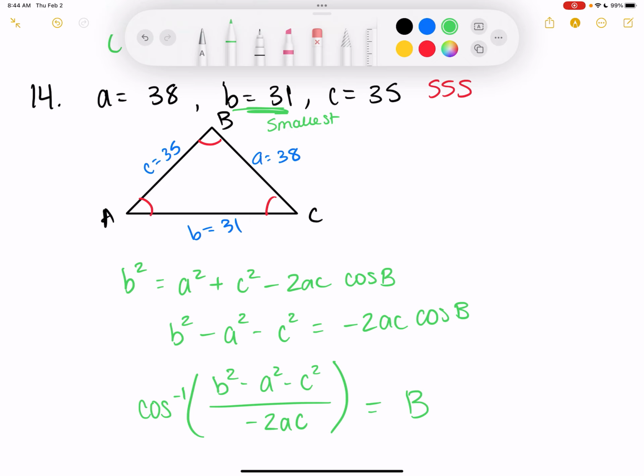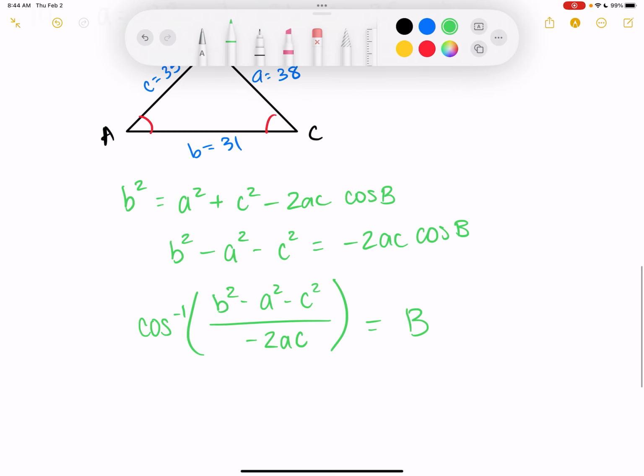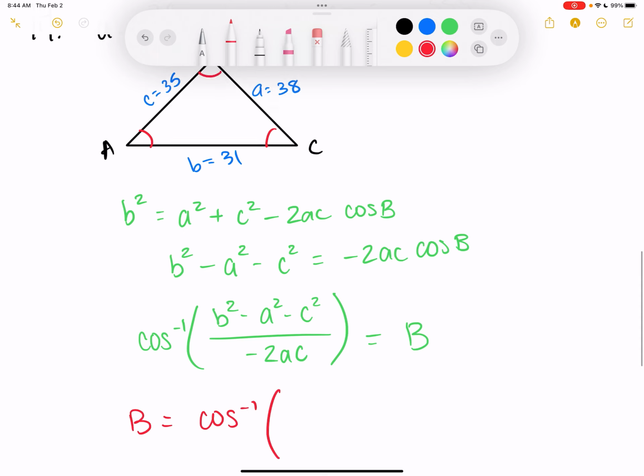Just because that's the way I was taught. So now we can plug stuff in. B is equal to the arc cosine of 31 squared minus 38 squared minus 35 squared divided by negative 2 times 38 times 35.